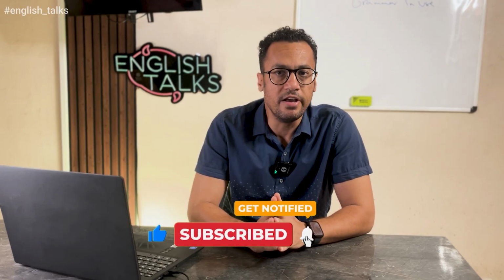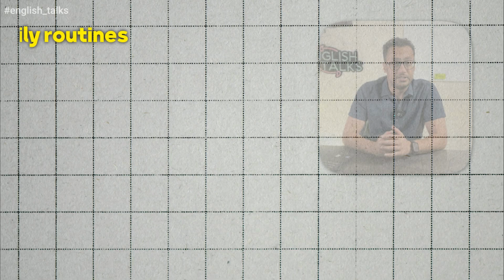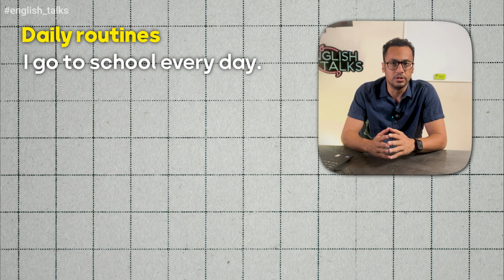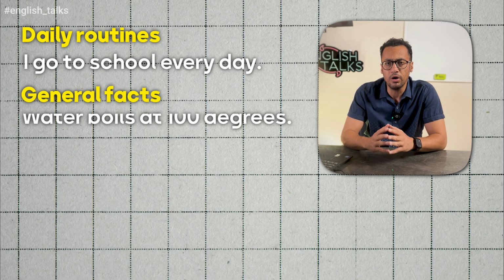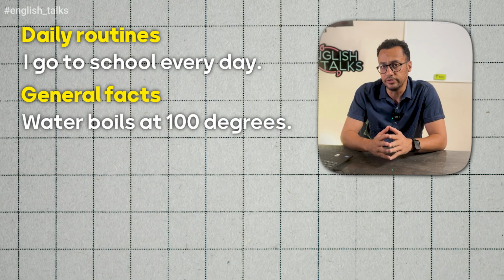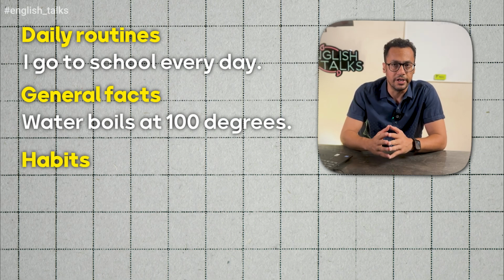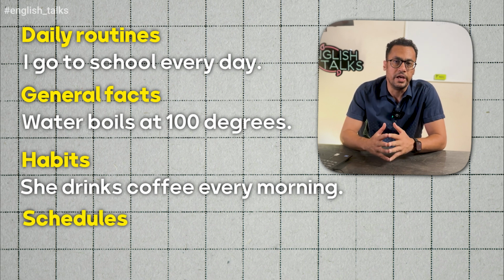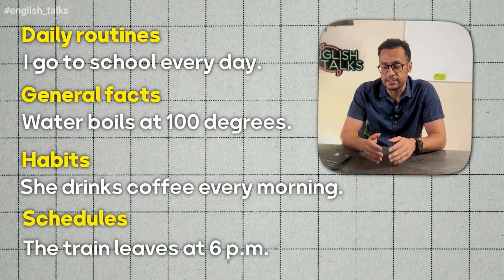Okay, let's dive into the simple present tense. We use the simple present tense to talk about daily routines like I go to school every day, or general facts like water boils at 100 degrees, or habits like she drinks coffee every morning, or schedules like the train leaves at 6 p.m.